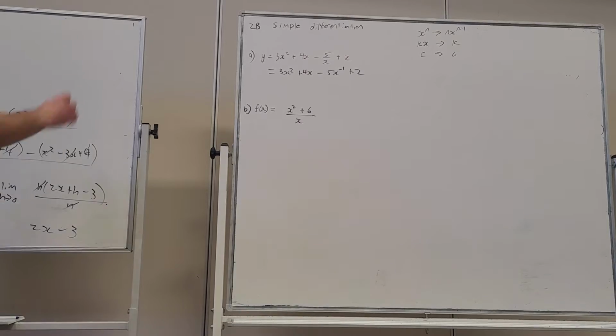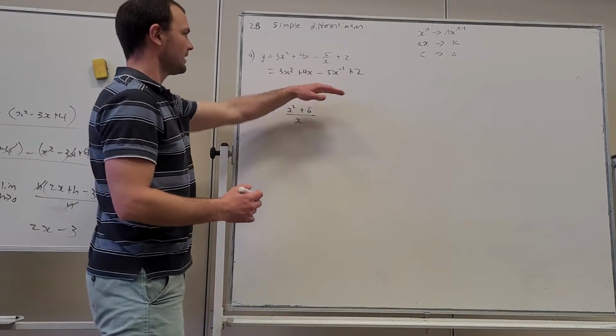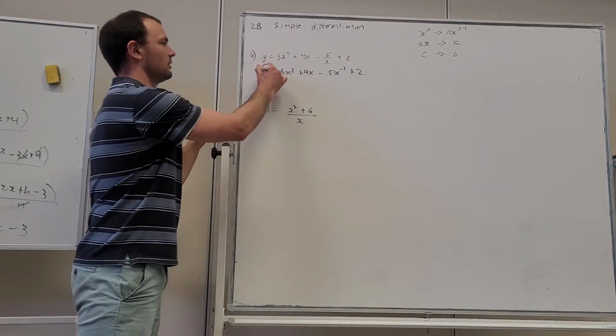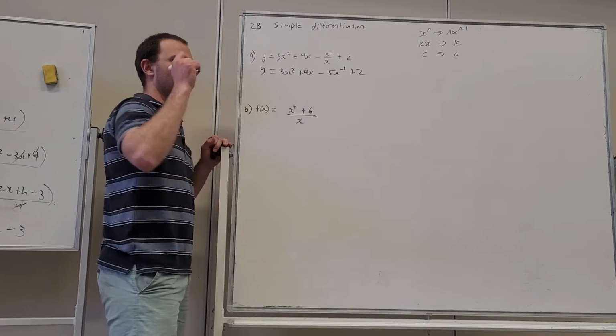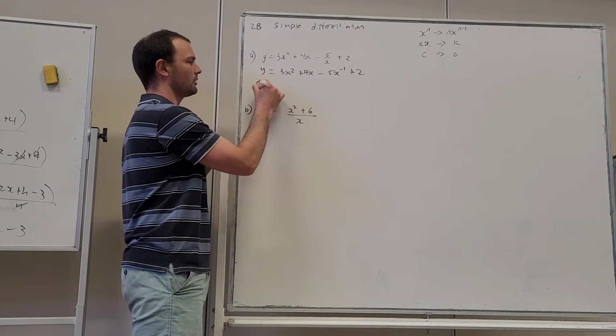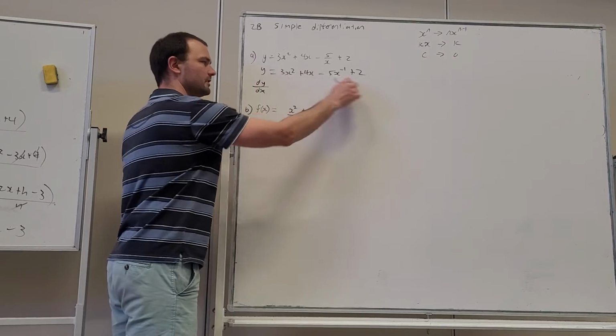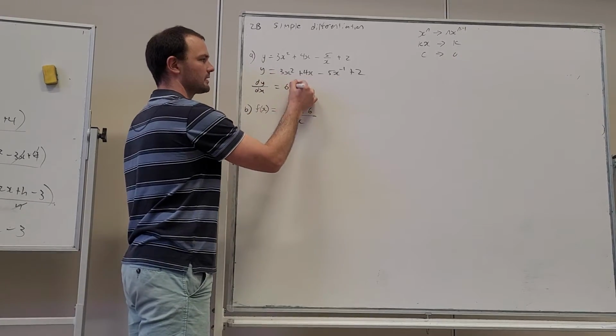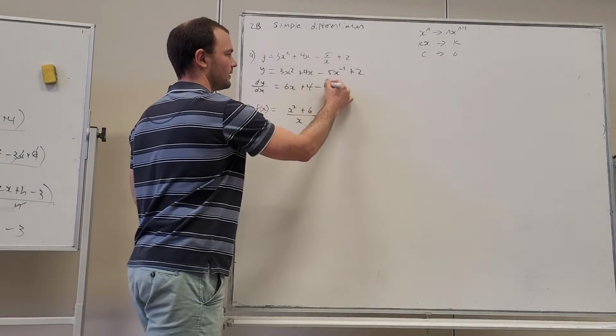Okay, so we express everything as x to the n. Look, that's still the same function, okay? We haven't done anything to it. And then bam, let's differentiate dy dx. So we've got y, we're ready to differentiate. Let's do it. 6x plus 4, take.